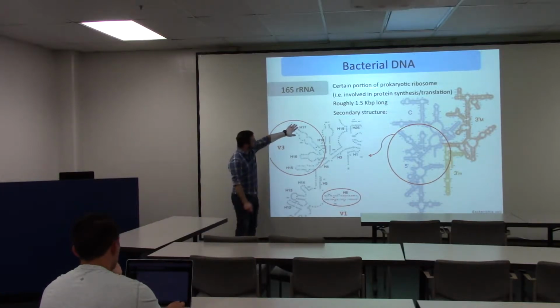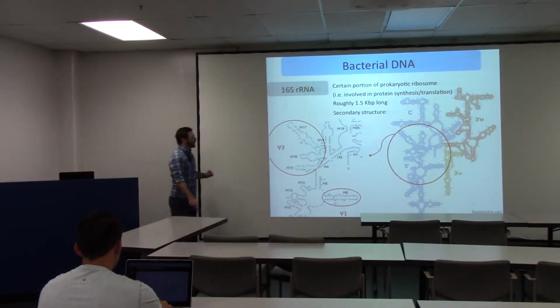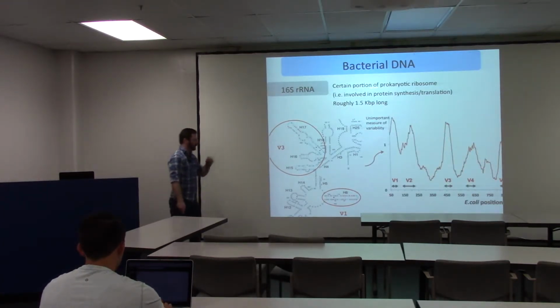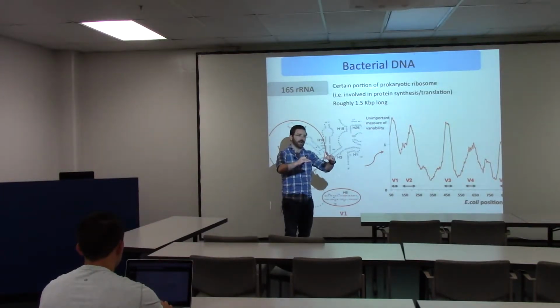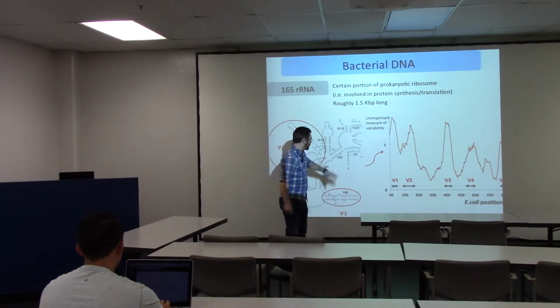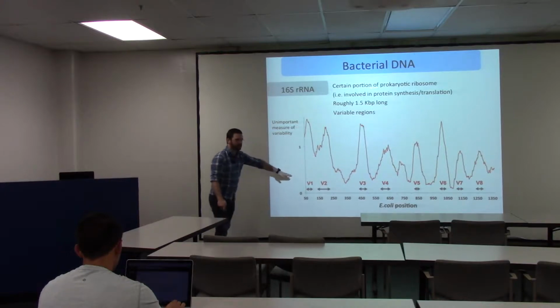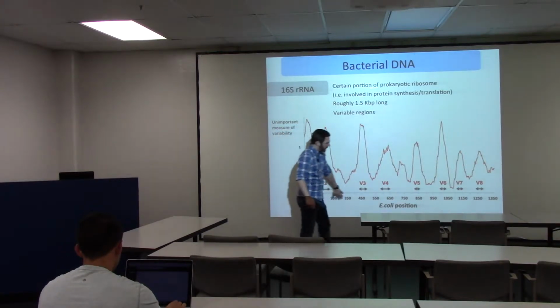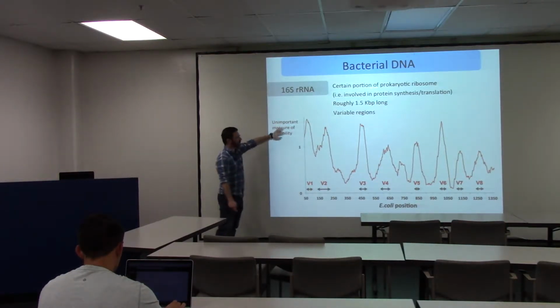But these little hairpin structures have a very unique property to them. That unique property is the following. So let's take a whole bunch of these 16S-rRNA genes, and let's align them all to the E. coli 16S-rRNA. So I took these and I'm going to align them. What you get is this. So this is position relative to the E. coli genome. And over here is some unimportant measure of variability.